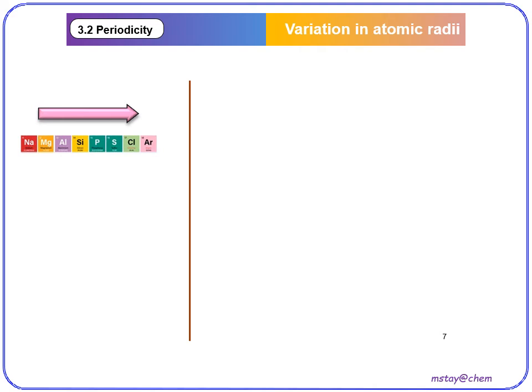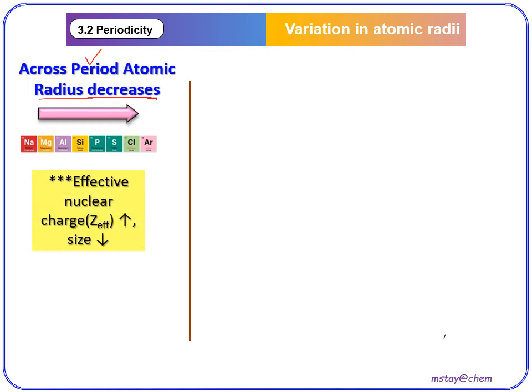Now we're still in chapter 3.2, and we're still on the topic of explaining across the period using the effective nuclear charge. Across the period, the radius is getting smaller. This is the idea you got in the early part of the video. Why does the radius become smaller? Because the effective nuclear charge is increased. Therefore, the size is getting smaller.